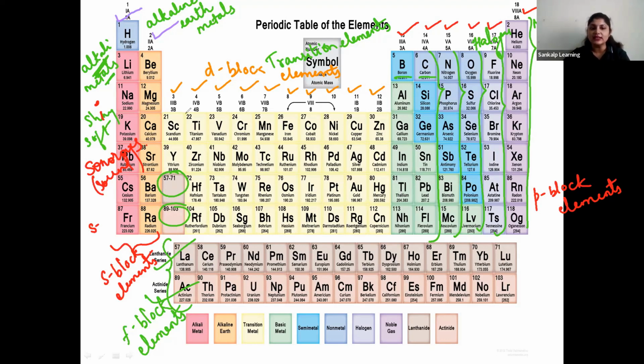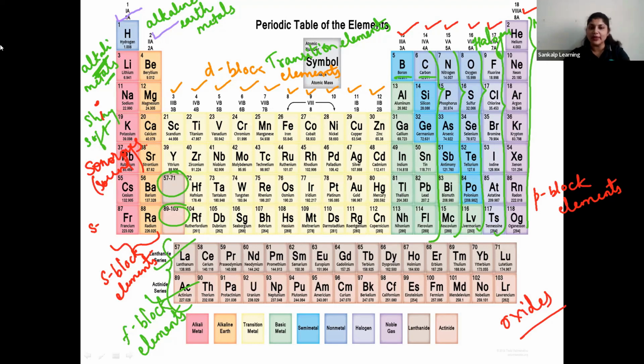The next is alkaline earth metals. Why are they called alkaline earth metals? What are the elements present? Beryllium, magnesium, calcium, strontium, barium, and radium. Why is the name given as alkaline earth metals? Because their oxides are alkaline in nature. Their oxides means when they react with oxygen, they form oxides, and these oxides are alkaline in nature.